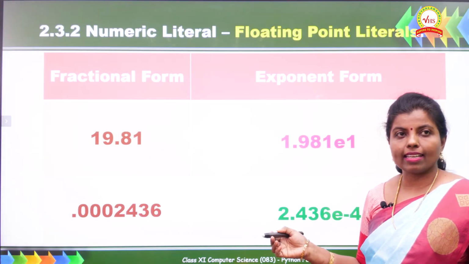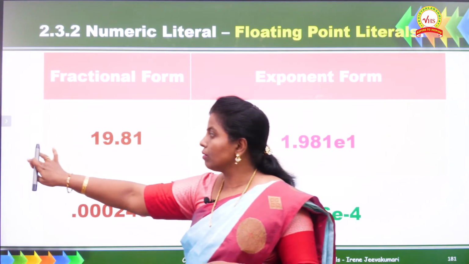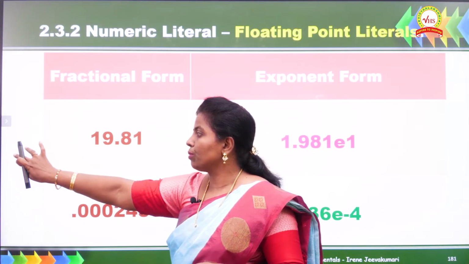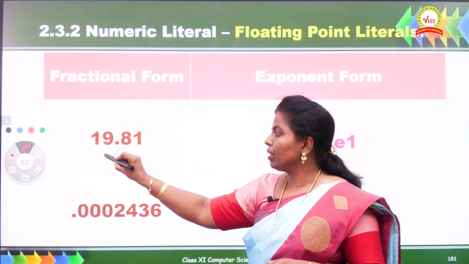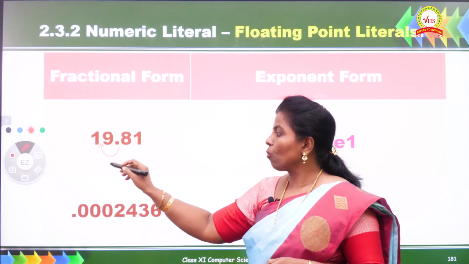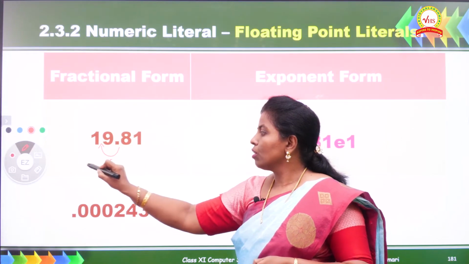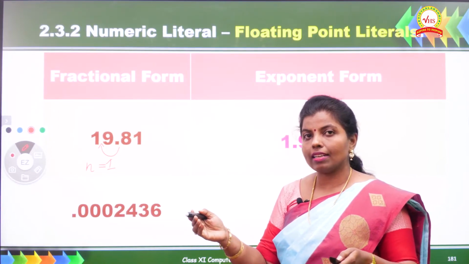Let us see the next example, 19.81. How are we going to convert this fractional form into exponent form? Let us see. This decimal point has to be moved after the first digit of a given number. I have moved 1 decimal digit here. So, the value of n is going to be number 1. I have moved towards the left direction.